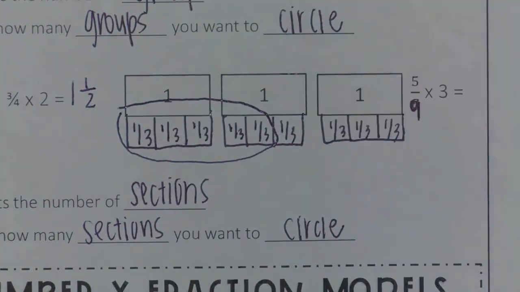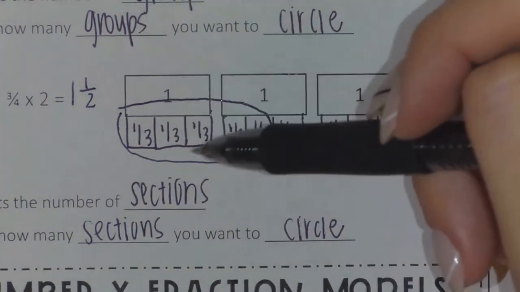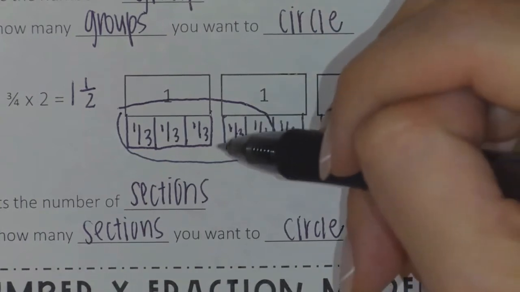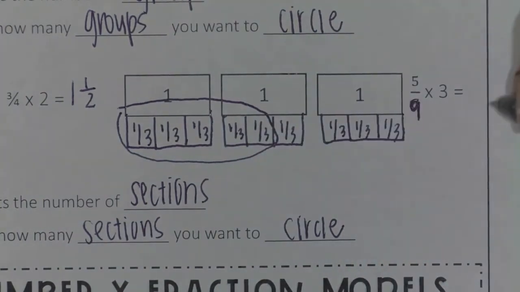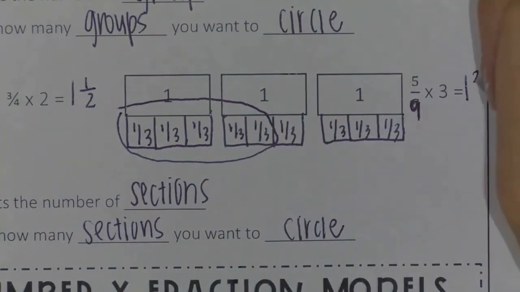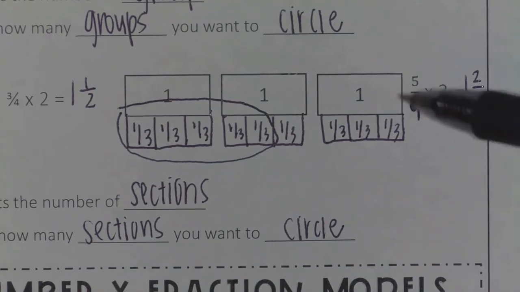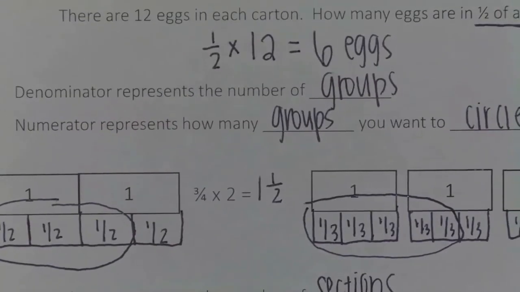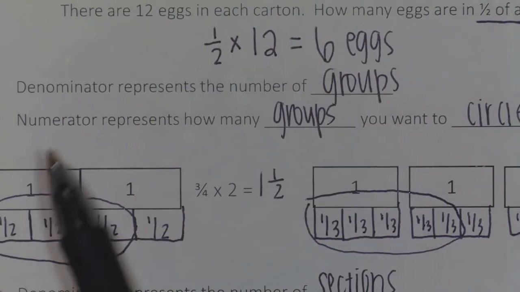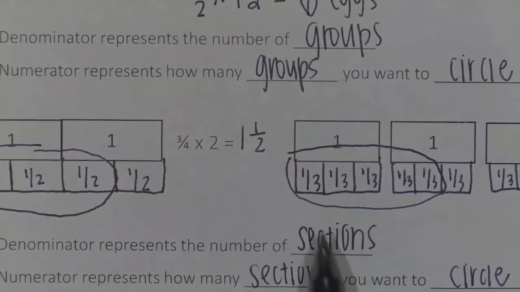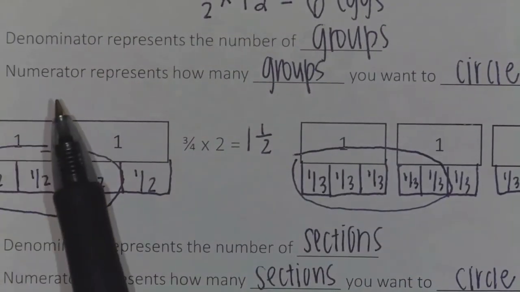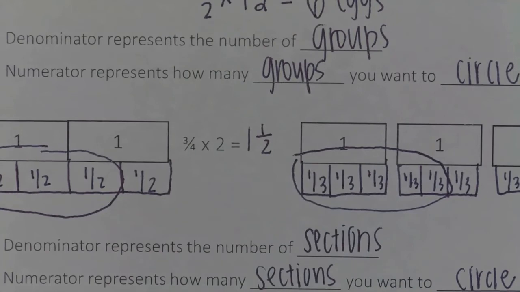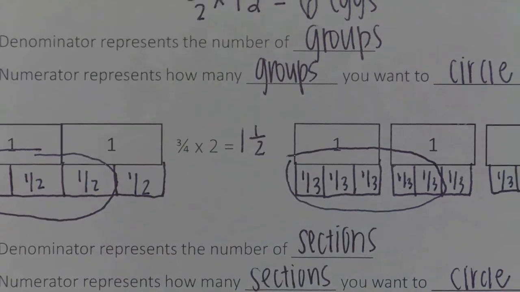Okay, so now I can see that I have 1 whole amount circled and 2/3 of another one. So that would give me a final answer of 1 and 2/3. So 5/9 times 3 equals 1 and 2/3. So again, just the most important thing to pay attention here is our denominator represents groups or sections. The numerator is how many that we're paying attention to, how many we want to circle.